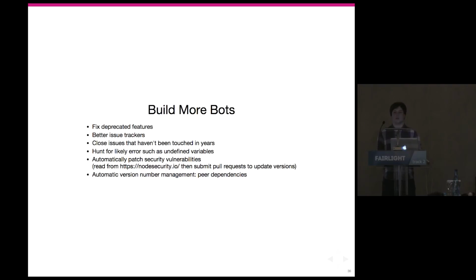So for example, you could look for security bugs in people's code. You could look for undeclared variables in JavaScript. And you could try and fix those automatically for people and submit pull requests automatically that fix their code, or issues at least that automatically alert them to the problem that they have. You could even automatically patch certain security vulnerabilities.